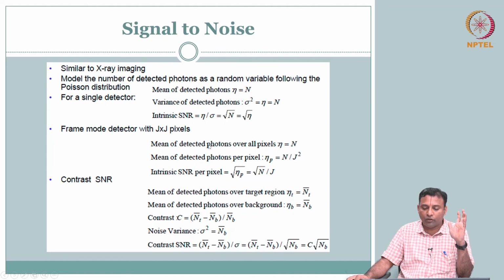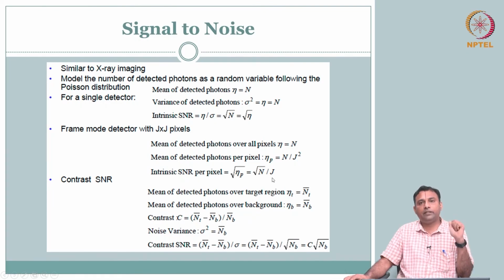So, if the mean detected photons is n, you are going to have that spread over j cross j. So the mean detected photons per pixel is going to be n by j square, and therefore your intrinsic SNR is going to be root n by j. This is the slight contextual difference to your SNR per pixel in scintigraphy.